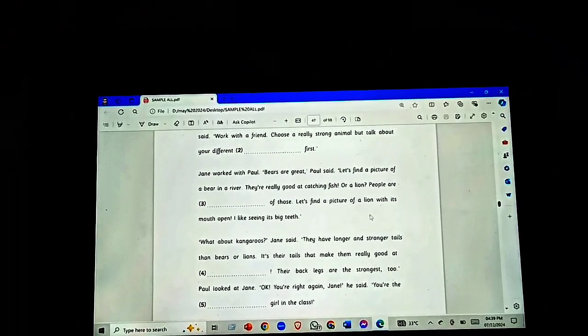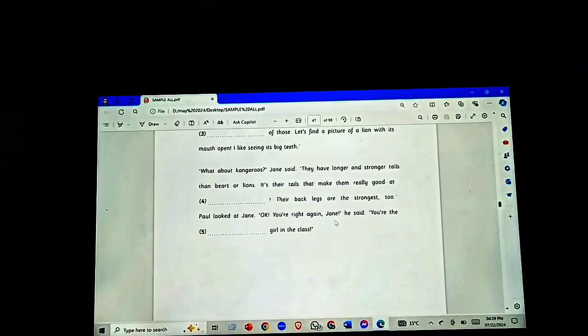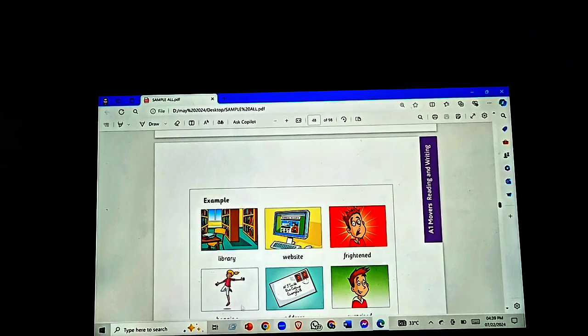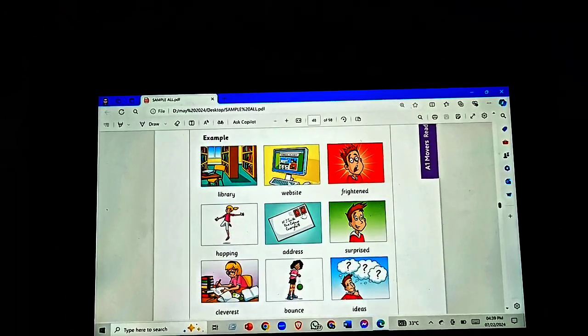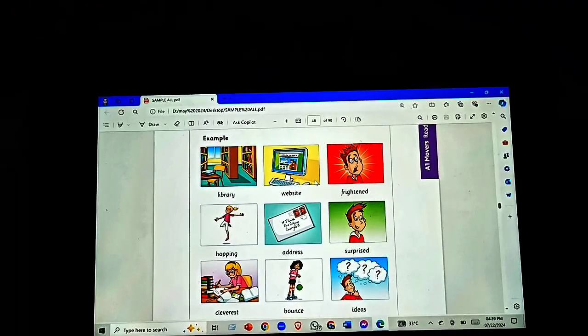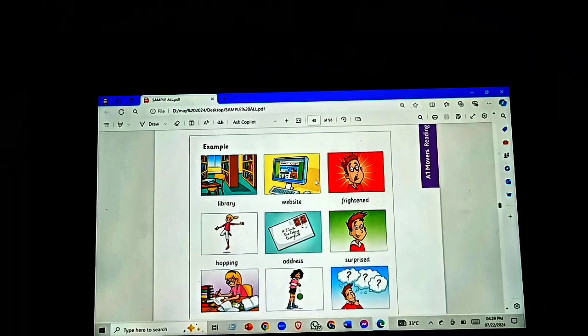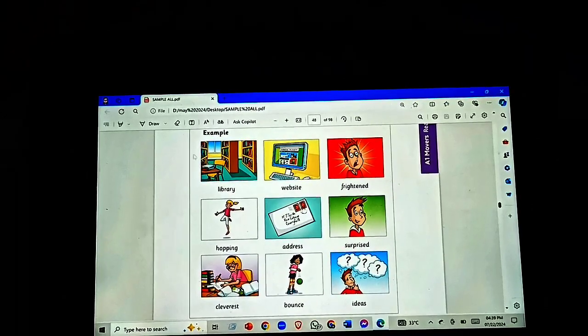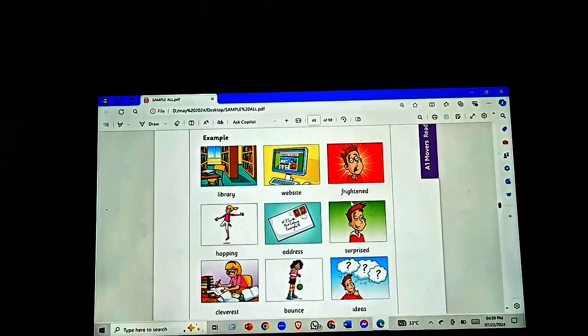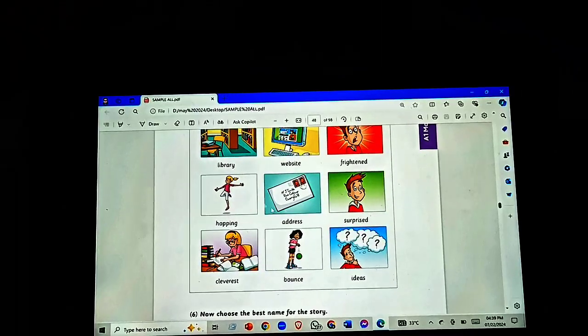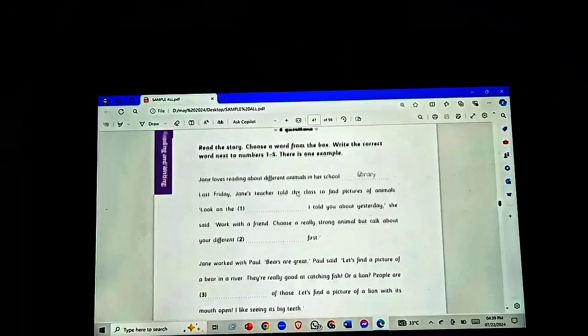So what you have to do? You have to read the story. You have to understand the meaning of the story, and then you have to see these options, see these images and title words, and based on your understanding you have to fill the gap. I am repeating again, based on your understanding of the passage you have to fill in the gap within these words or these images. So you have to take words from these options and fill the gaps. There is one example.